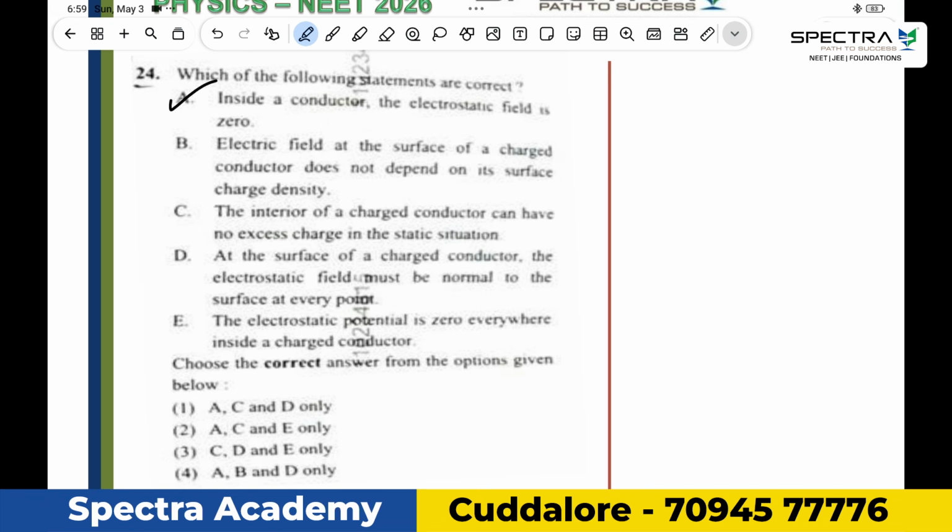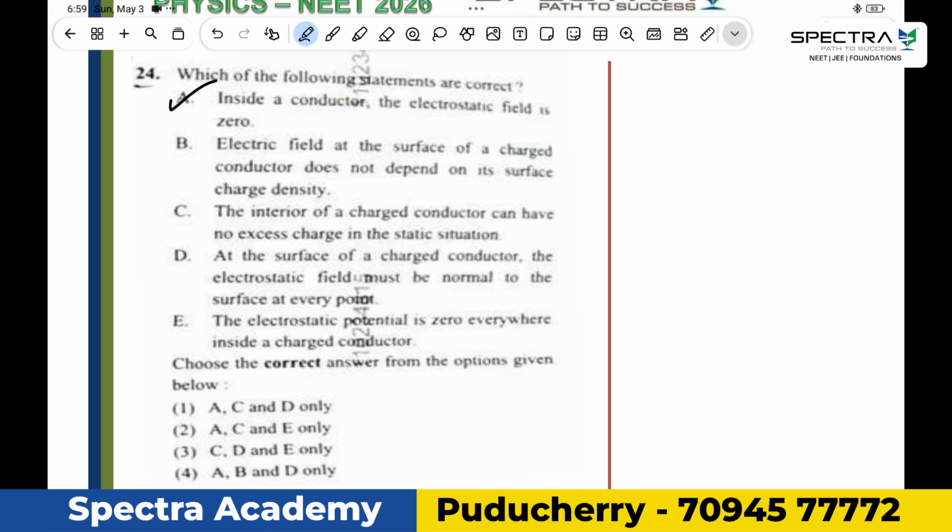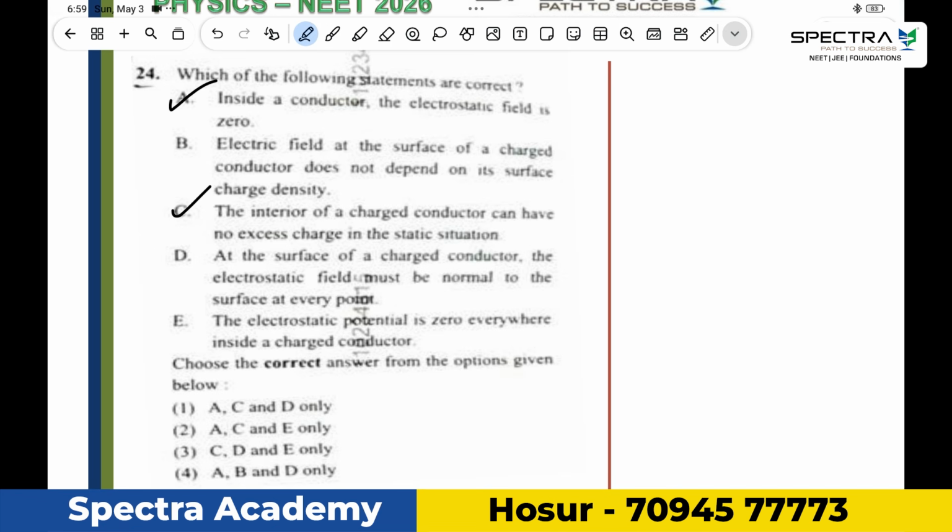It will depend on the surface charge density. You know that. Now, what about option C? The interior of a charged conductor can have no excess charge in the static situation. That is true. Now, D: at the surface of a charged conductor, the electrostatic field must be normal to the surface at every point.